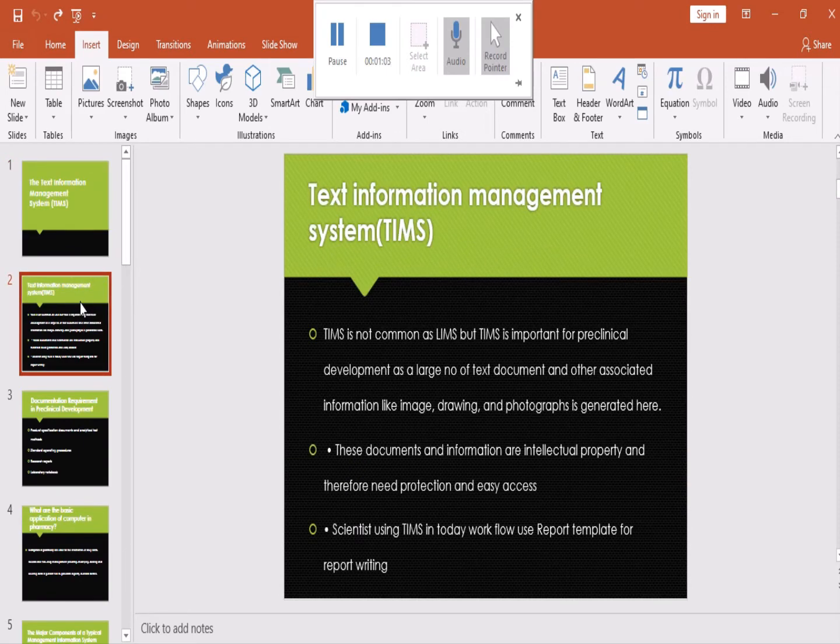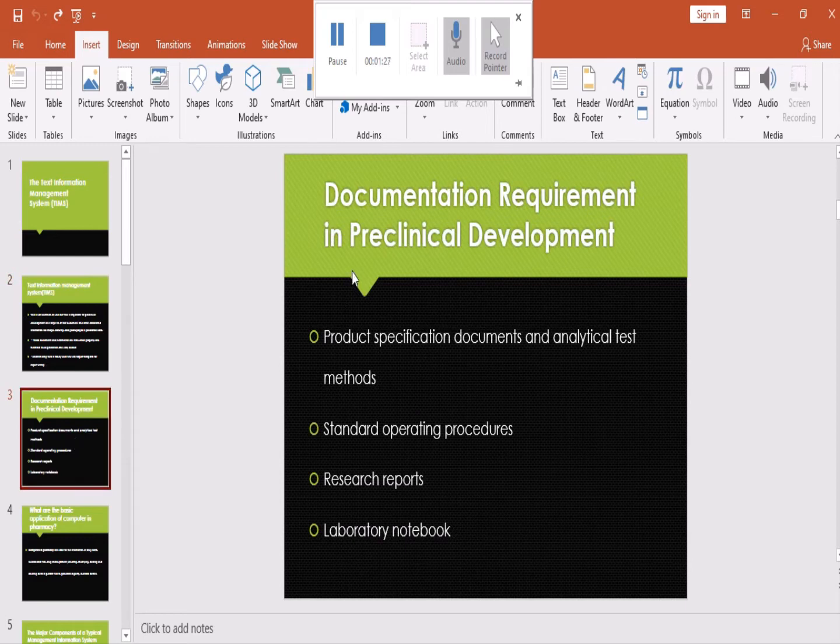The text information management system is commonly like a laboratory information management system. It is important in preclinical development. The information, structured like images, drawings or photographs, is generated here, and these documents and information are intellectual property and therefore need protection and easy access. These are the documents required in preclinical development: product specification documents, analytical test methods, standard operating procedures, research reports and laboratory notebooks. These are the basic requirements for preclinical development.